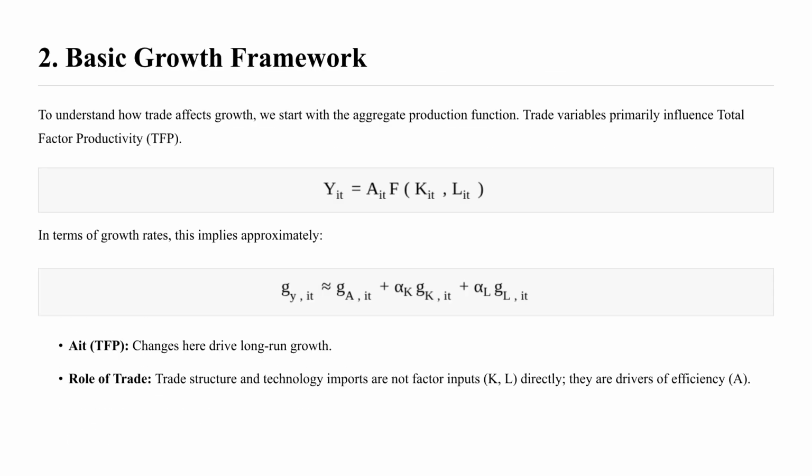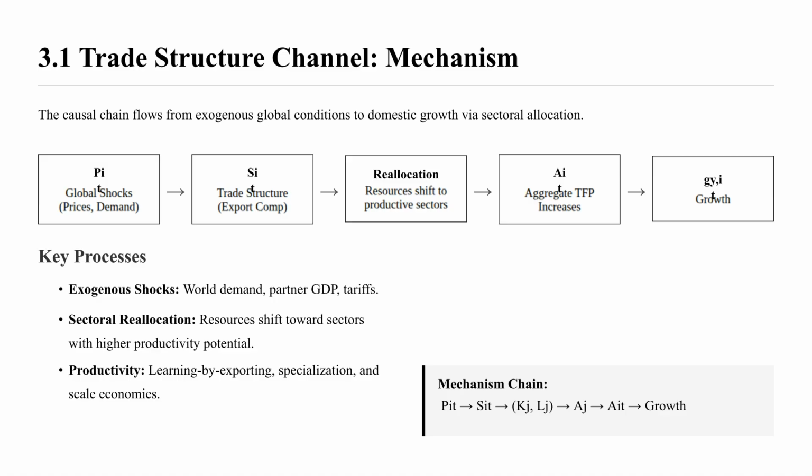Starting with the basic growth framework, trade variables primarily influence total factor productivity, or TFP. Trade structure and technology imports drive efficiency, and TFP changes drive long-run growth. In the trade structure channel, the causal chain moves from exogenous global shocks to domestic growth via sectoral reallocation. This mechanism involves resources shifting to productive sectors, leading to increased aggregate TFP and overall growth.